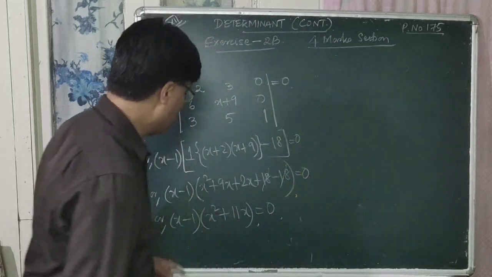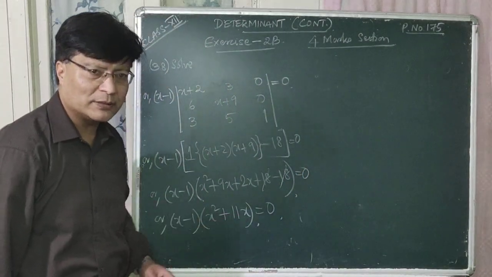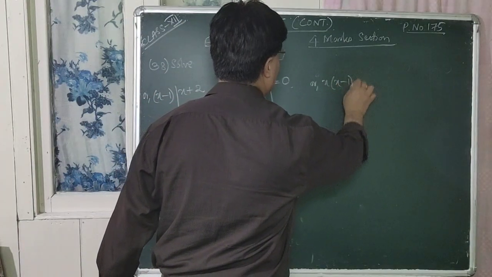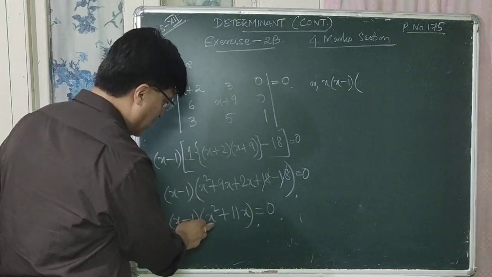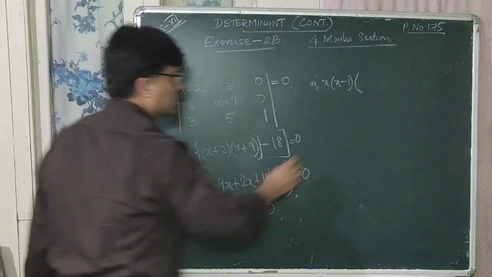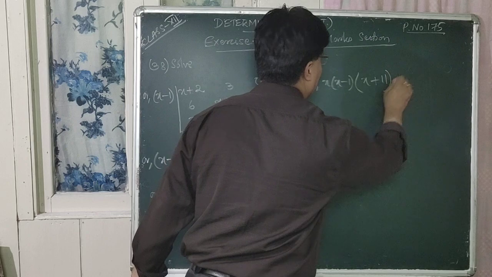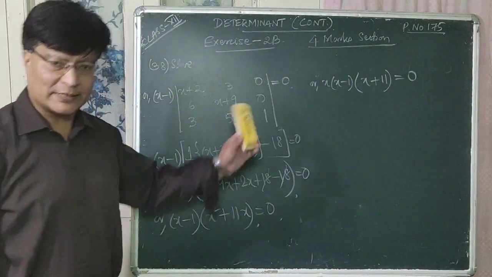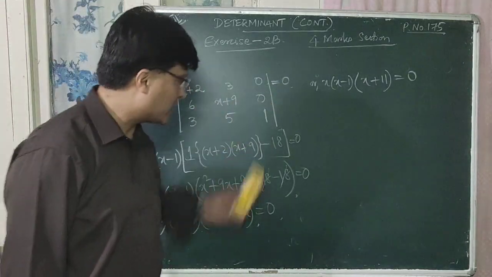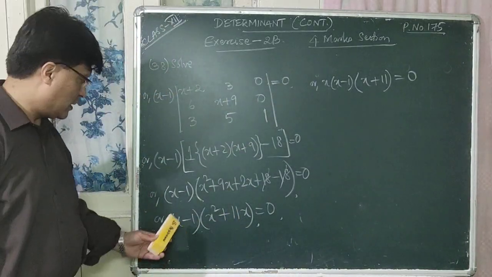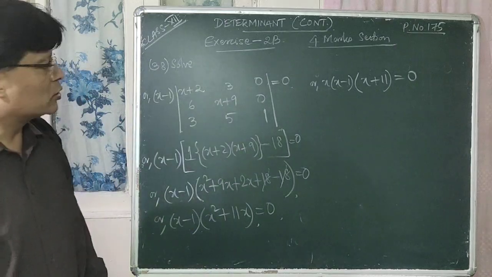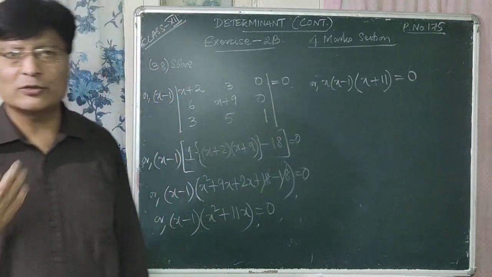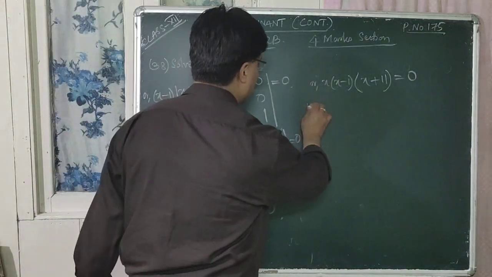Now again, from this expression, what is common? x, you can take it outside, so x into x minus 1 into, what is here? x is taken outside, so that means it is x plus 11 is equal to 0. So from x square plus 11x, x is taken common here. So within bracket, what do we get? x plus 11. And this x minus 1 is there. So since right hand side is 0, you can write either first factor is equal to 0, or second factor is equal to 0, or third factor is equal to 0.